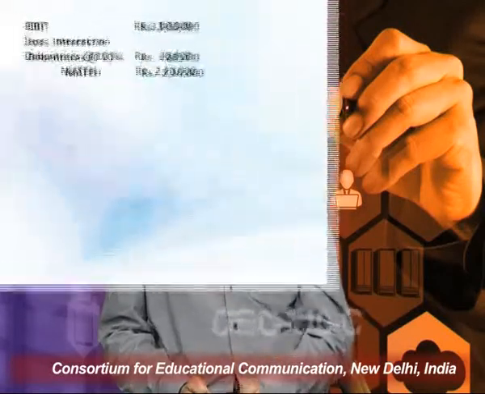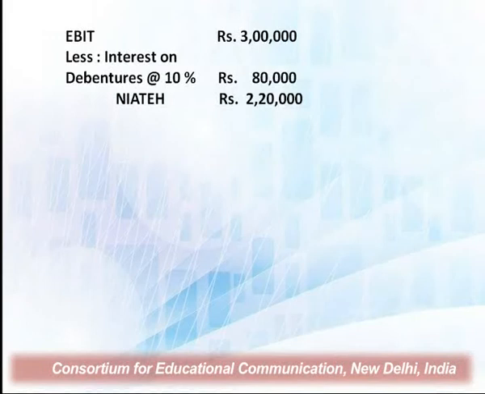The same EBIT is there, rupees 3 lakh. Interest on debentures at the rate of 10% will now not be 1,20,000 because 4 lakh rupees we are going to redeem. So we will have the remaining amount of debentures of rupees 8 lakh. 10% of 8 lakh becomes 80,000. Deduct 80,000 from 3 lakh rupees, and your net income available to equity holders becomes rupees 2,20,000.